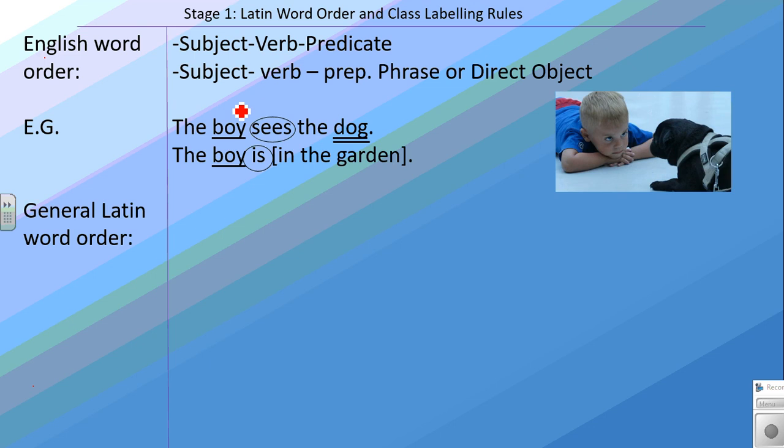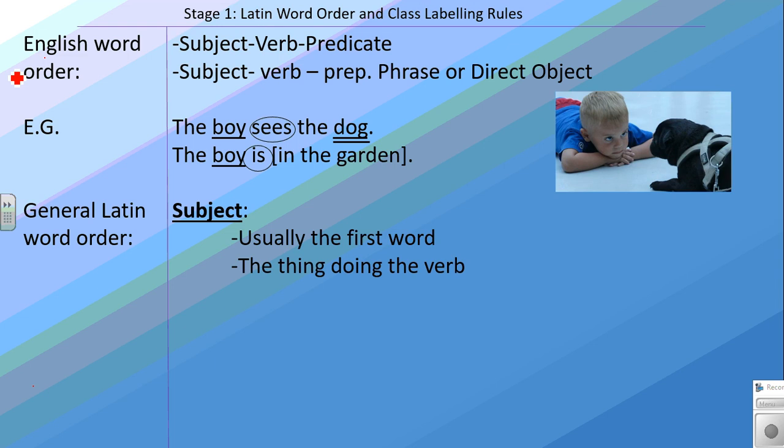All right. General Latin word order is a little different. Latin word order, of course, doesn't have set rules, so you can actually change the word order, but there are some patterns that it tends to follow. And so these are what we call our normal Latin word order. Subject will go first. It's usually the first word. And of course, it's the thing doing the verb. And for my class, I want you to underline your subject once. That way I know that you know that it's a subject.